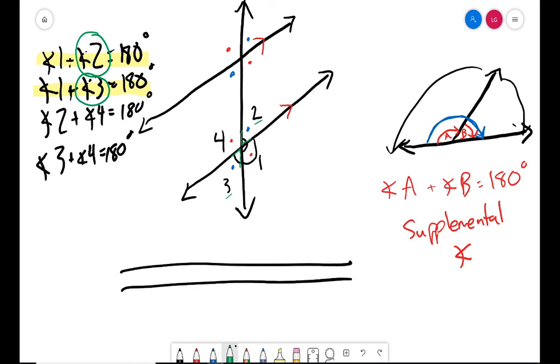So we also know, and maybe you see it, that angle 1 plus angle 2 is 180. Angle 2 plus angle 4 is also 180. That means angle 4 and angle 1 must be the same. So let me write these out. So angle 2 is congruent to angle 3, and angle 1 is congruent to angle 4.